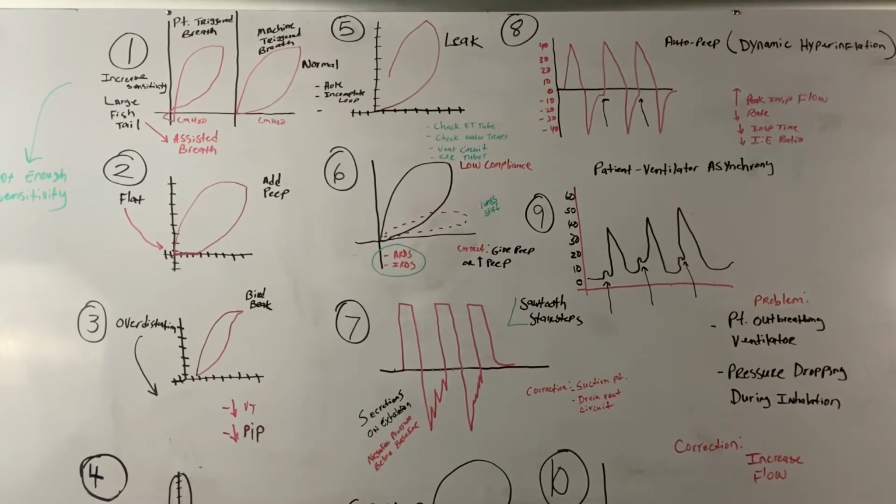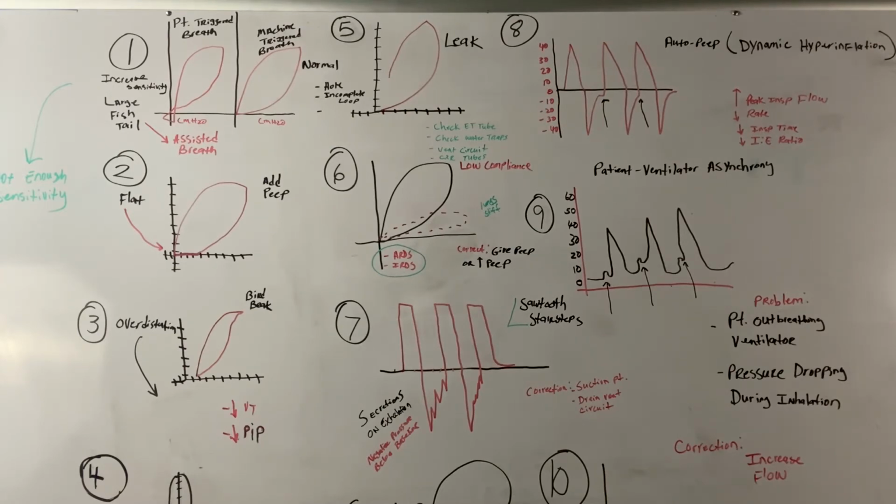Number five is a football with an incomplete loop or hole in the loop to represent a leak. Whenever there's a leak, check your ET tube, check your water traps, check your ventilator circuit, and without a doubt, check your chest tube. Usually that's where the problem would be, in your chest tube.